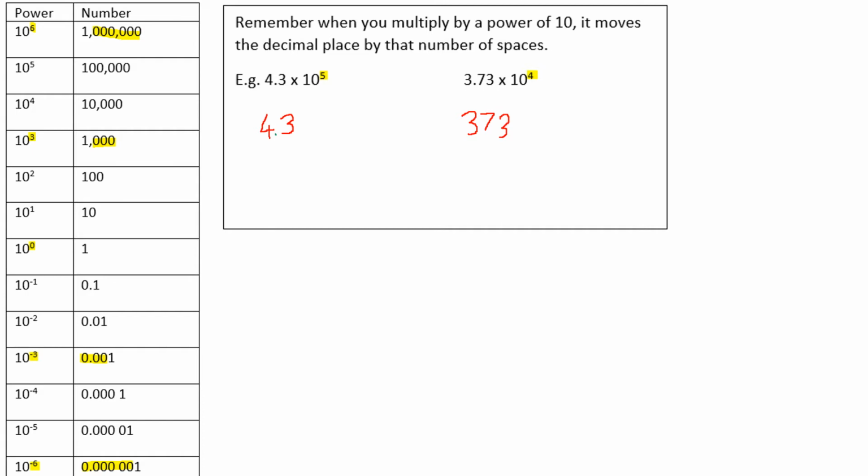So it starts between the 4 and the 3. It's going to move once, twice, 3, 4 and 5 times. The other one starts between the 3 and the 7, and we're going to move it once, twice, 3, 4 times. And then all we're going to do with those gaps that we've got now is fill them in with zeros. So we get 430,000 for the first one and 37,300 for the second.